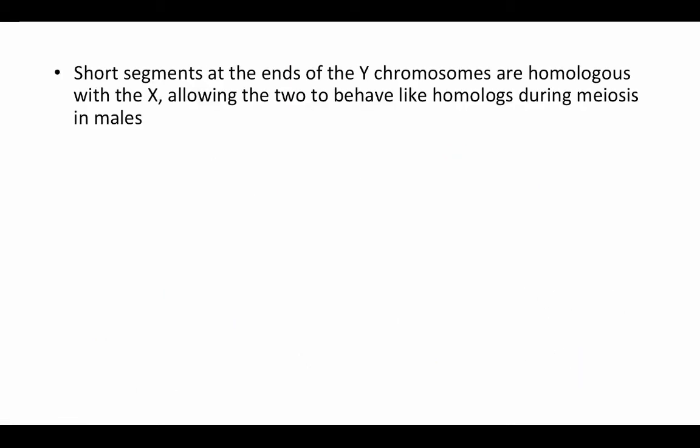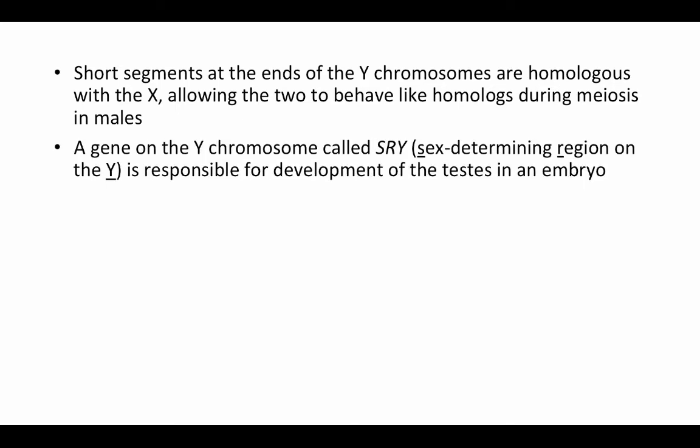There are short segments at the ends of the Y chromosome that are homologous with areas on the X chromosome, and that allows the two to behave like homologs during meiosis so that they can match up and connect together during meiosis in males. There's a gene on the Y chromosome called SRY, sex-determining region on the Y chromosome, and that's responsible primarily for the development of the testes in the embryo.